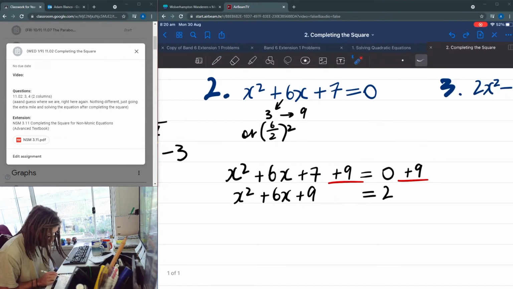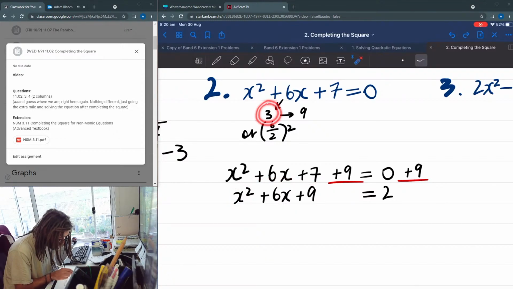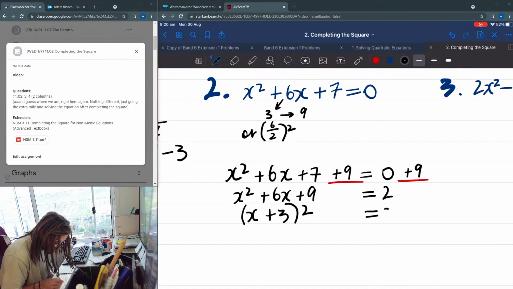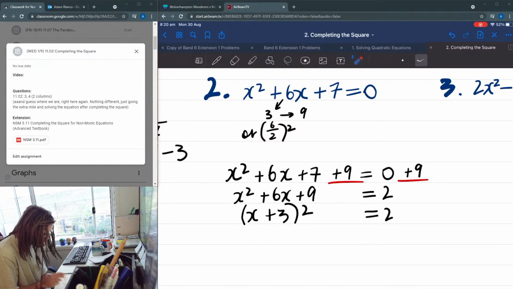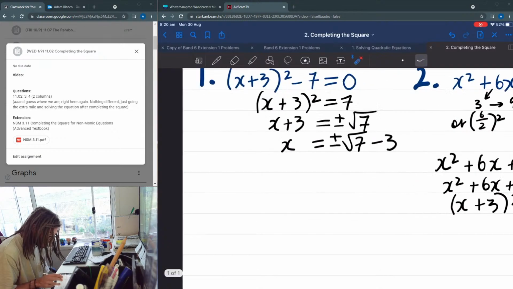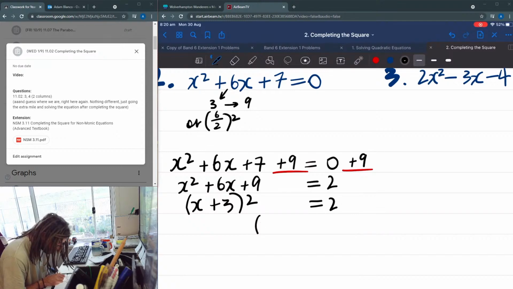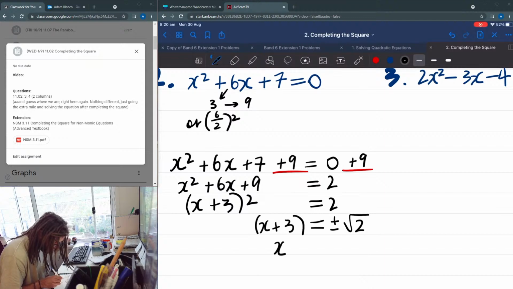Now, if you wanted to think about how to factorize that, you could, but if you just recognize that the thing in the bracket ends up being this thing or this thing, then you're good. So x plus 3 squared equals 2. And now look at this. This is in that form that we had before. So now I can just keep going. I'll square root both sides. And then x equals plus or minus root 2 minus 3.